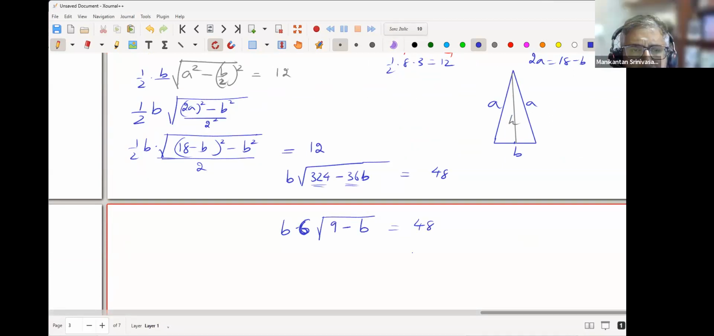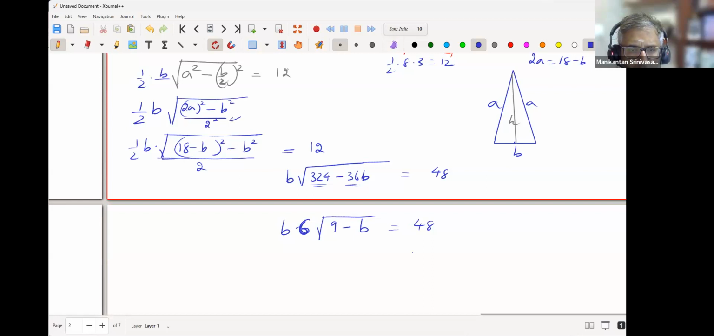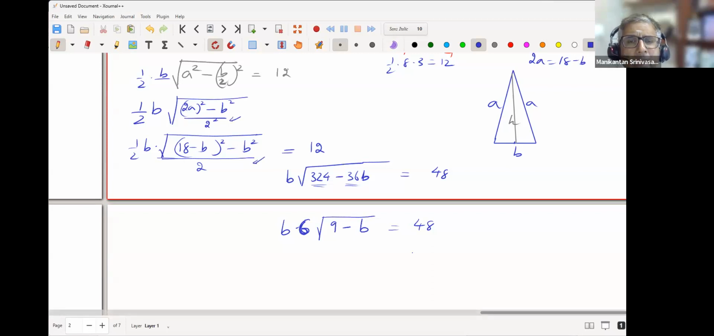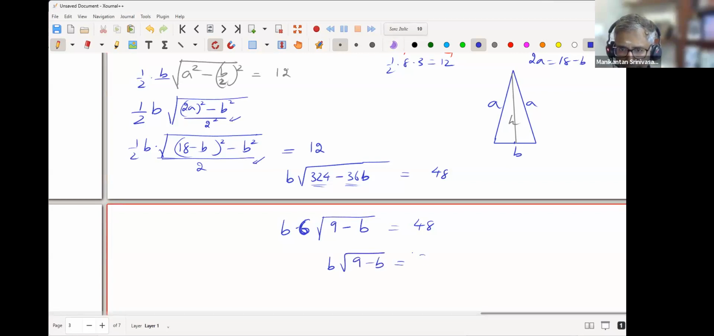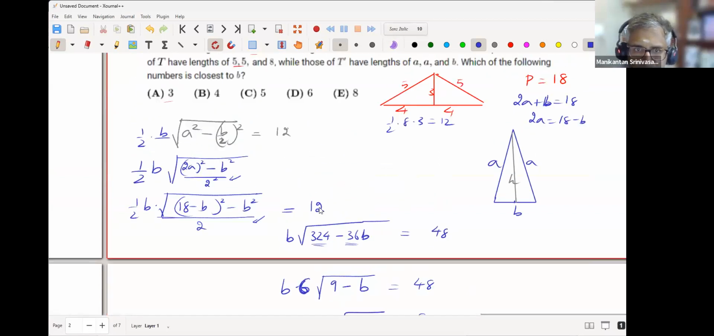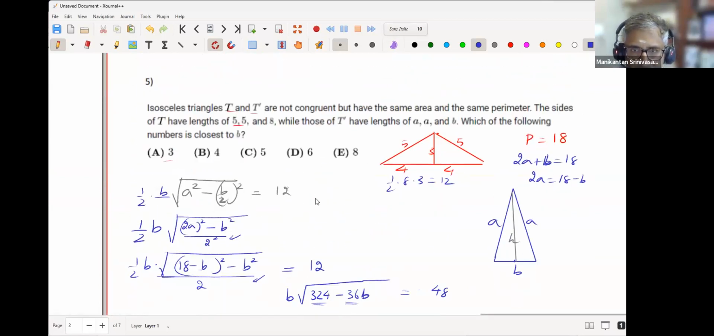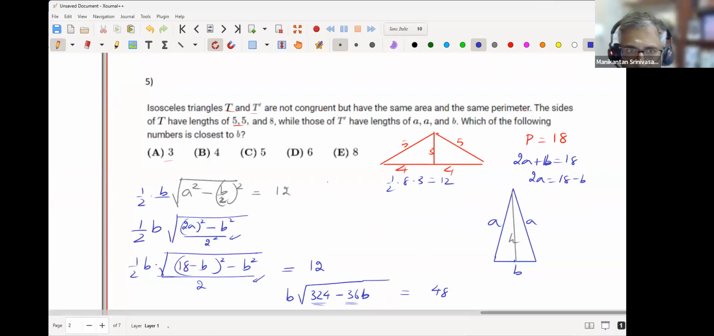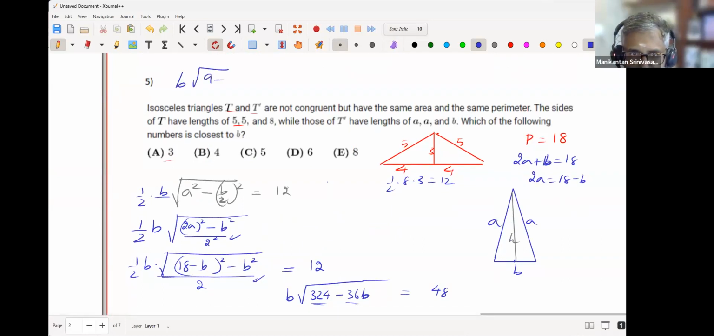How so? In the root part of it, I was getting denominator as 4. But that's inside the root, no? So outside the root, it's 2, right? Oh, okay, okay. Yeah, it comes out. Okay. So this is B into root of 9 minus B should be equal to 8. Right? So we just have to figure out, among the choices given, 3, 4, 5, 6. Okay, I'll just continue here. So B into root of 9 minus B must be equal to 8.